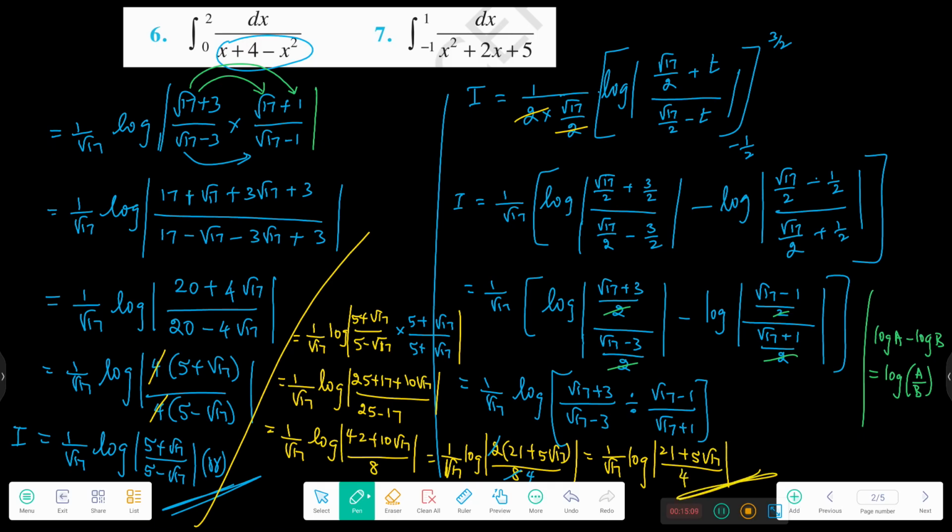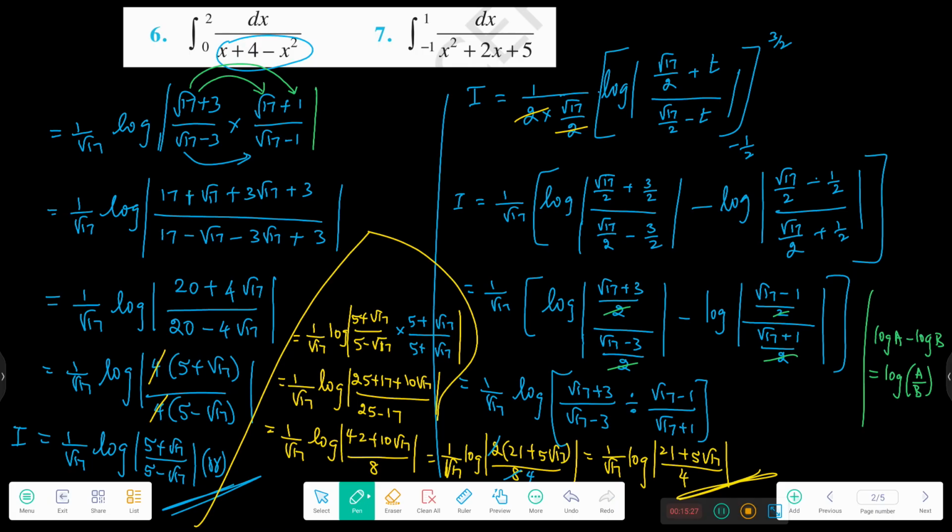That's it. This is the book's answer that they gave. Understand? Generally they rationalize the denominator. Here we have an irrational number, root 17 is an irrational number, so they rationalize the denominator.